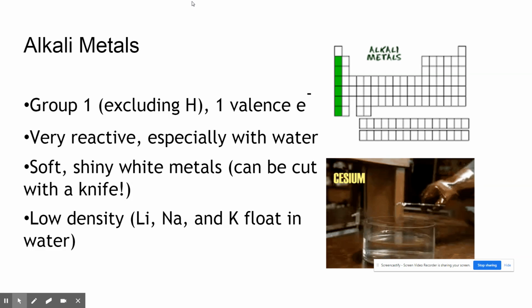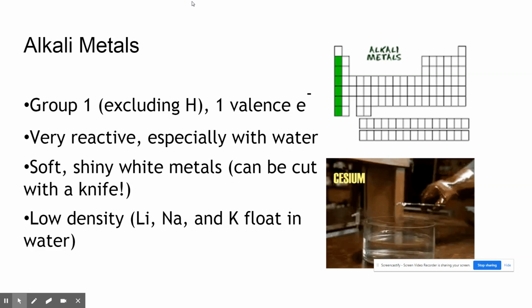Okay? So let's talk about some different specific families on the periodic table. Again, vocabulary term here. These are the alkali metals. They're found in group 1A. And everything in group 1A except for hydrogen is considered an alkali metal. Hydrogen is actually a non-metal, but it's grouped with that first group because it shares properties with those alkali metals, okay? These are very reactive, especially with water.